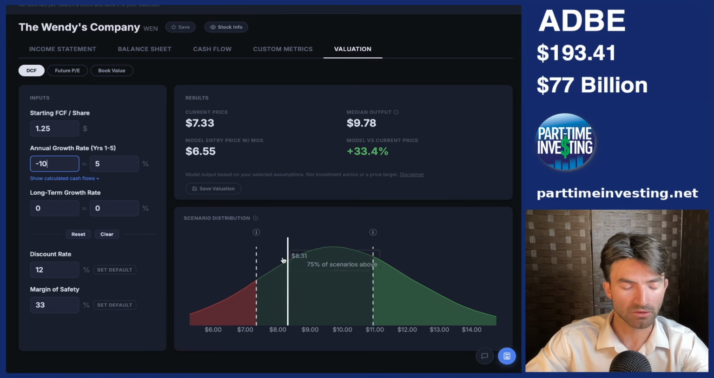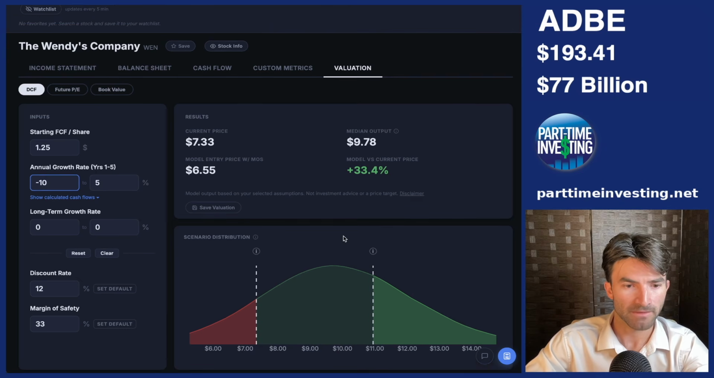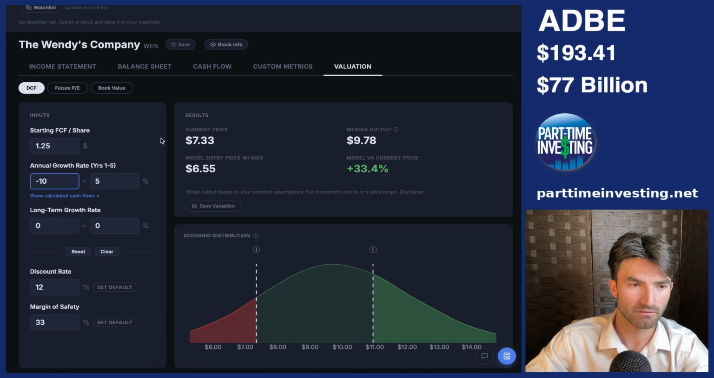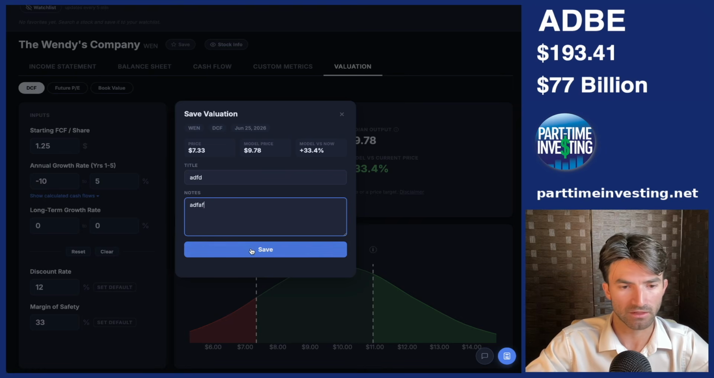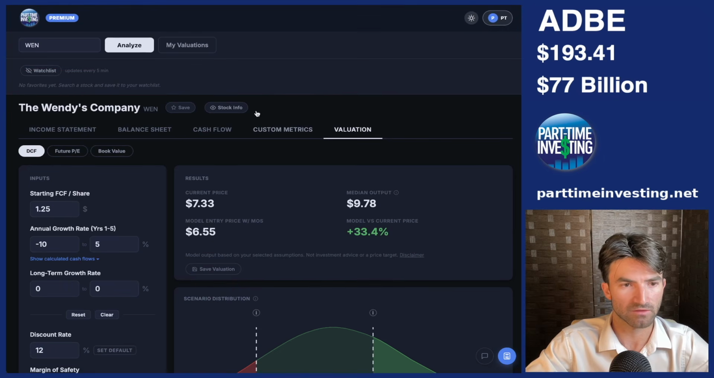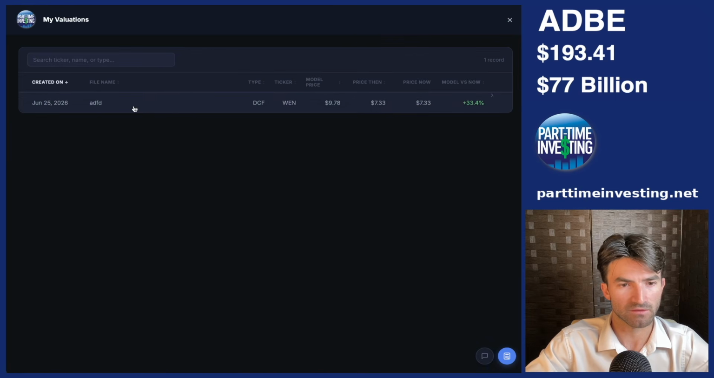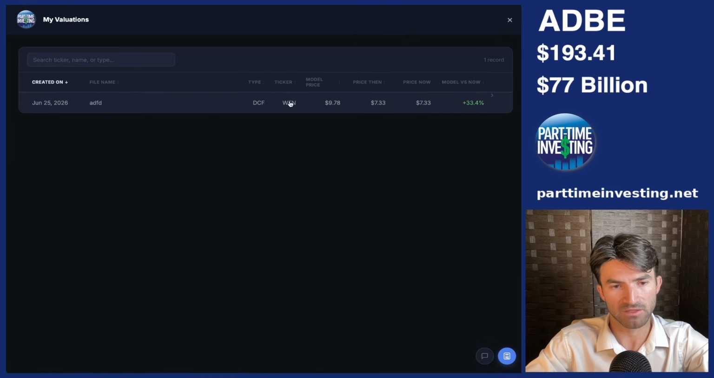So you would look at this, and if you see a lot of green, that's good. If you see a lot of red, that's not good, right? And then my favorite thing is this button here, save valuation, because you can save this and write notes, let's see, and come back to it later, and I'll show you how that works. So if I were to save this, I can go to my valuations. It's got the type that you did, ticker, when you did it, what was the price when you did it, and then a potential upside to what the price is now, right?